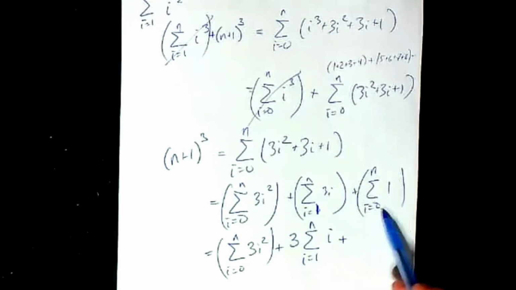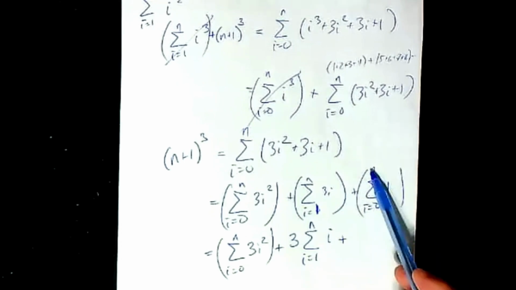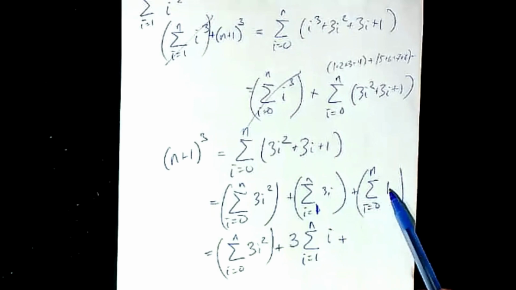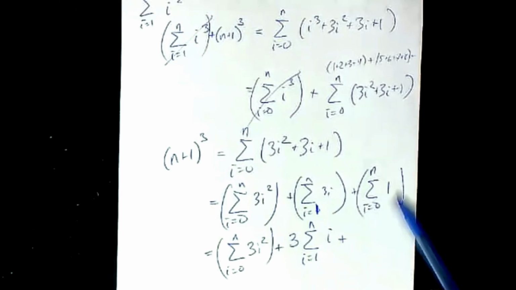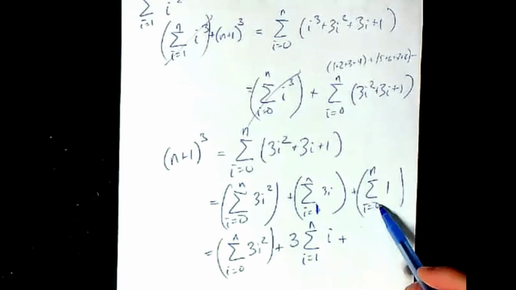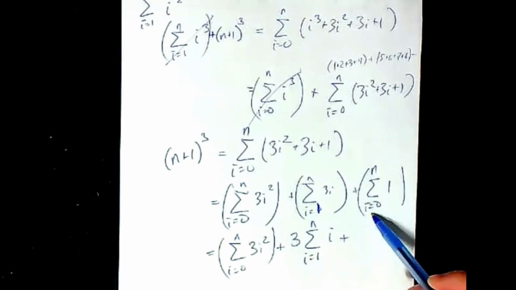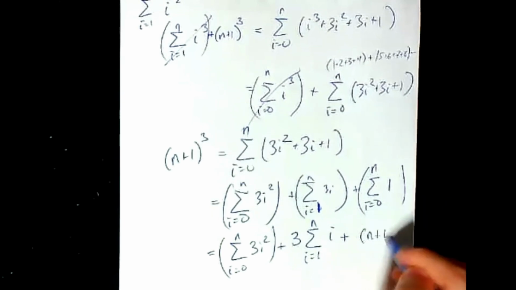Over here, we actually know this one. The sum as i goes from 0 to n of 1. The 1 doesn't change depending on i. When i is 0, we get 1. When i is 1, we get 1. When i is 2, we get 1. When i is 3, we get 1. Regardless of what i is, this is always 1. So how many 1s do we have? How many 1s are added together? Well, n plus 1 of them. So that's just n plus 1.